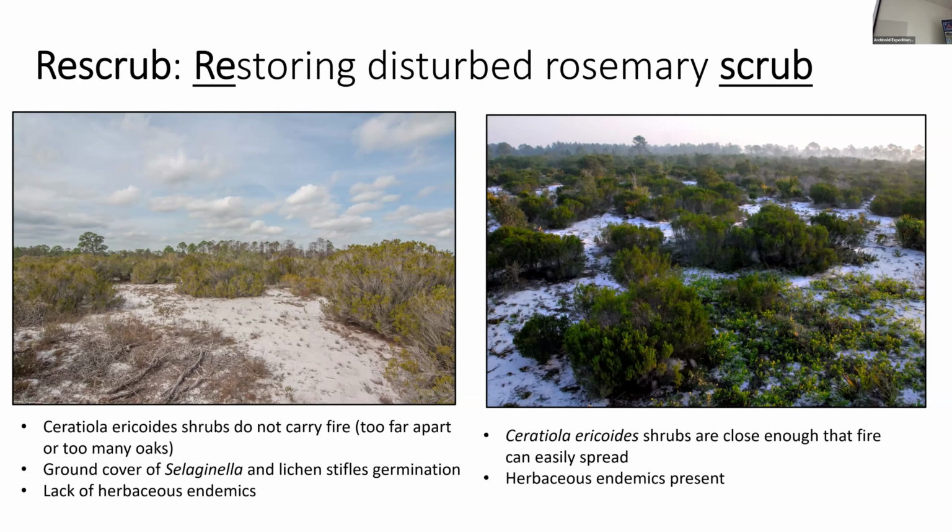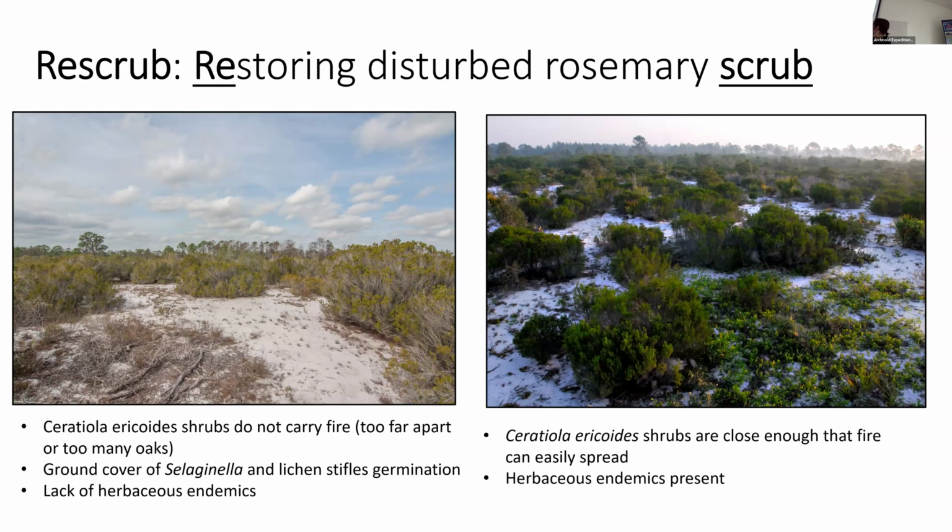And so then what ends up happening is this ground cover of Selaginella, kind of like a club moss, and lichen, which just takes over on top of the surface of the sand and makes it harder for endemic germination to occur. So we'll see in a disturbed rosemary bald a lack of herbaceous endemics.